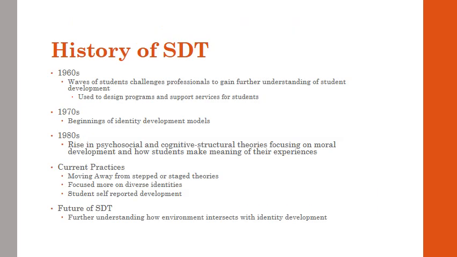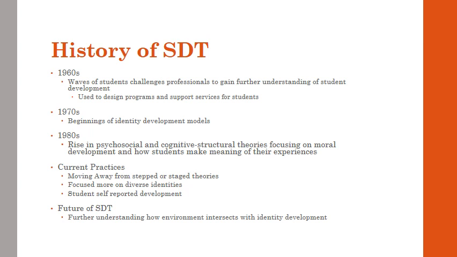So to go over the history of student development theory, it roughly started in the 1960s. There are a few theories that date back earlier than the 1960s, but really the bulk of the work started in the 60s. And this was because there were waves of students coming to colleges and universities across the U.S., and professionals working with those students needed to better understand what they were experiencing in their growth. And that was used to help design programs and support services for students.